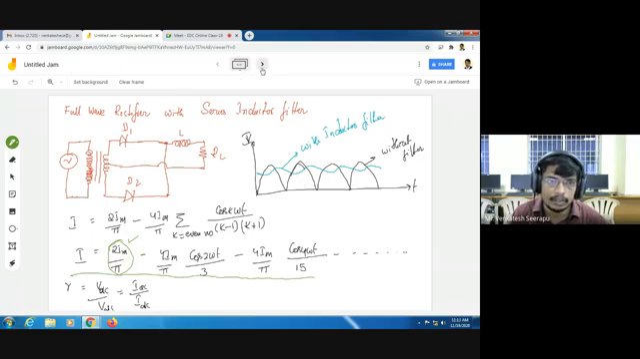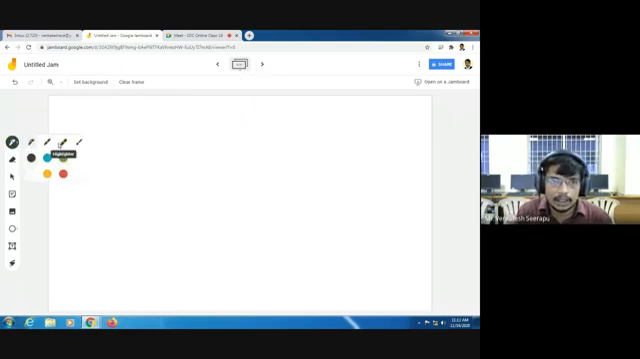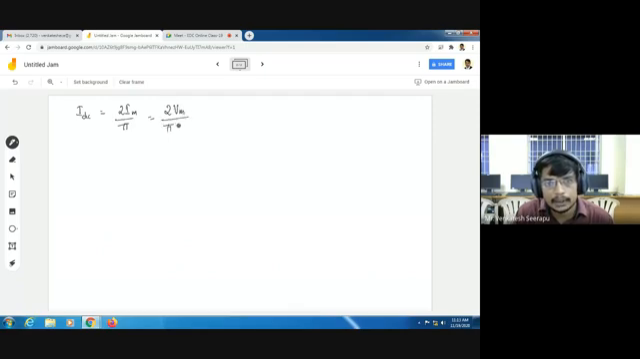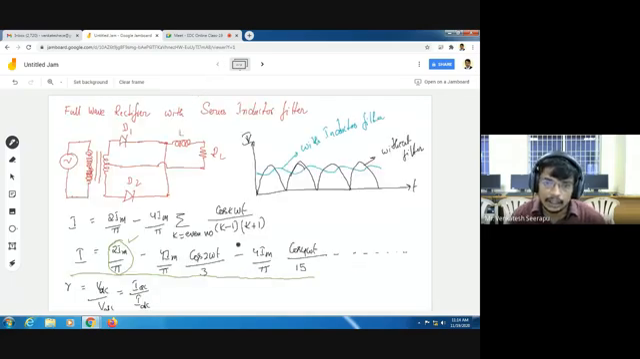Only the DC waveform. So I am getting IDC equal to 2Im by pi, and it is also written as 2Vm by pi into RL. Now, these all are AC components. How will I find the net AC component from multiple AC components?